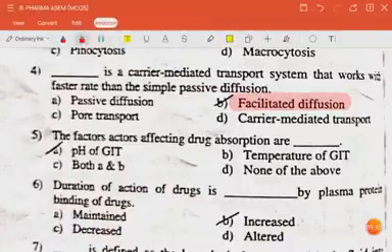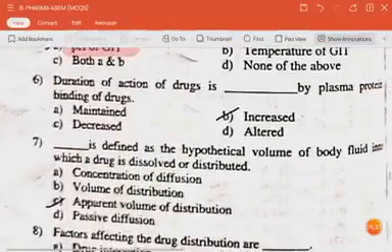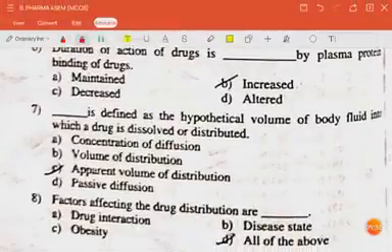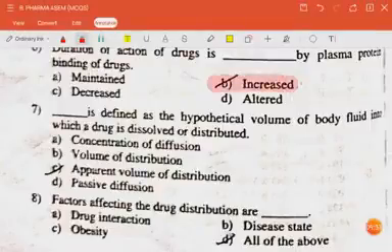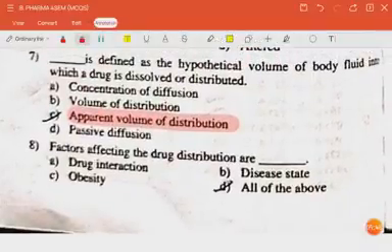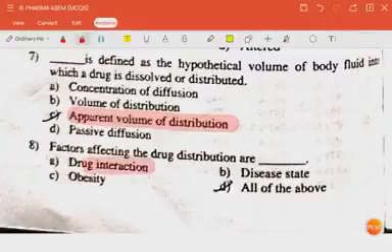The next question is, factors affecting drug absorption are pH of the GIT. The next question is, duration of action of drug is dash by plasma protein binding of the drugs. The answer is increased. The next question is, dash is defined as hypothetical volume of body fluid into which a drug is dissolved or distributed. The answer is apparent volume of distribution. The next question is, factors affecting the drug distribution are drug interaction, obesity, disease state. So all of the above.